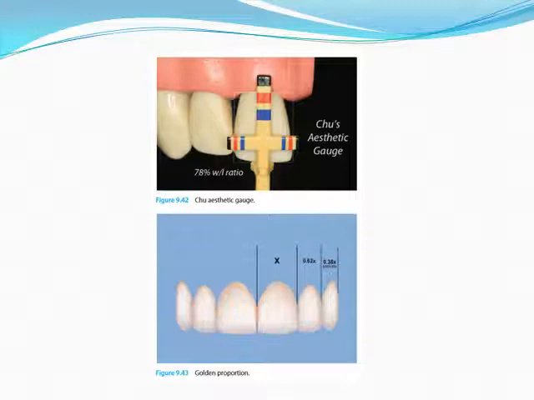When we start with the first theory, which is the golden proportion theory, as you see in the bottom of the slide, when the central width is measured as x, the lateral will be 0.62x, and the canine will be 0.62 of the lateral width. This is very important in the golden proportion. As you see, the golden proportion takes only the tooth-to-tooth relation. There is no relation to the length in golden proportion.